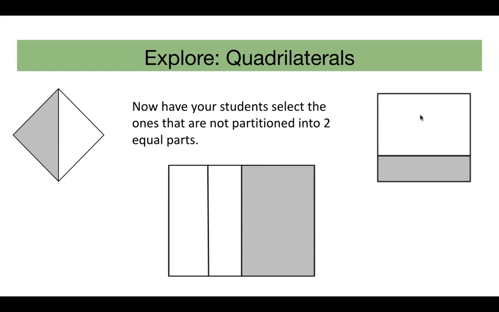Now, I think as a next exercise, you should give them 3 shapes and say, select the ones that are not partitioned into 2 equal parts. Let them circle it and let them articulate, let them explain why they picked those. What makes it different from the one that is partitioned into 2 equal parts?